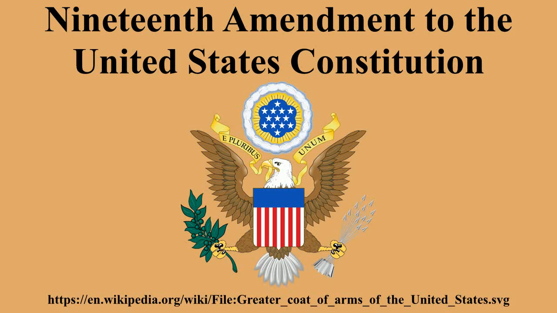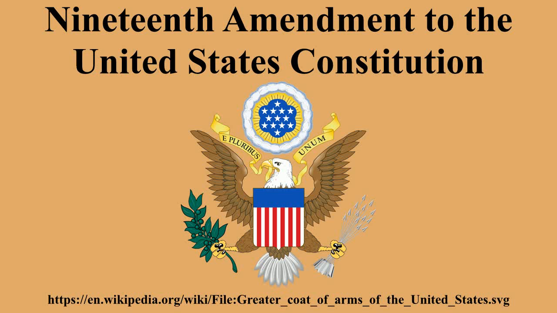The 19th Amendment to the United States Constitution prohibits any United States citizen from being denied the right to vote on the basis of sex. It was ratified on August 18, 1920. Until the 1910s, most states disenfranchised women.